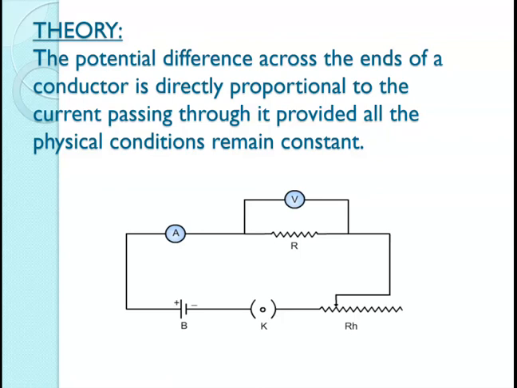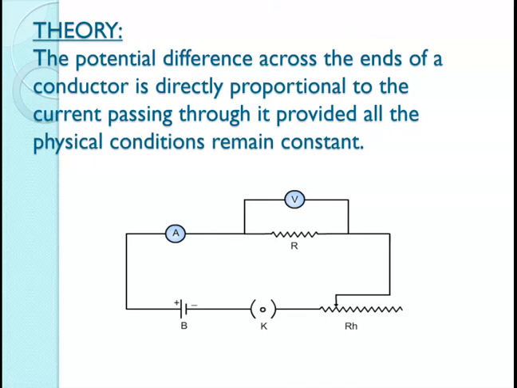Theory: potential difference across the ends of a conductor is directly proportional to the electric current passing through it, provided all the physical conditions remain constant. This is the circuit diagram for the verification of Ohm's law.